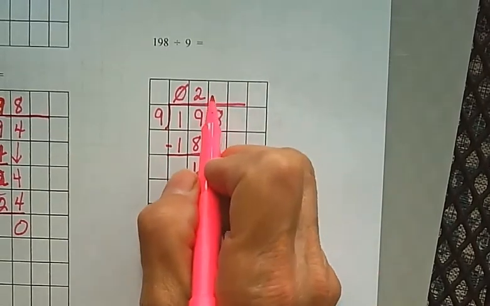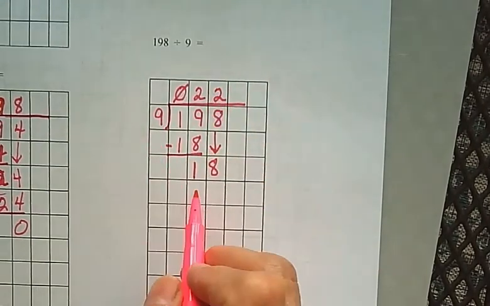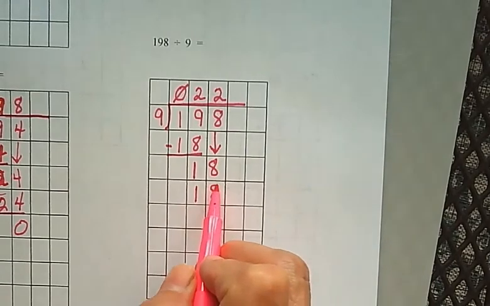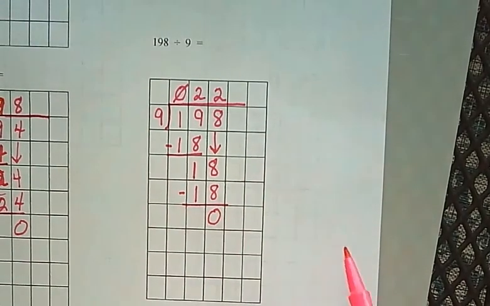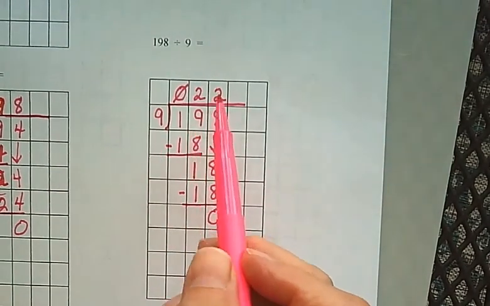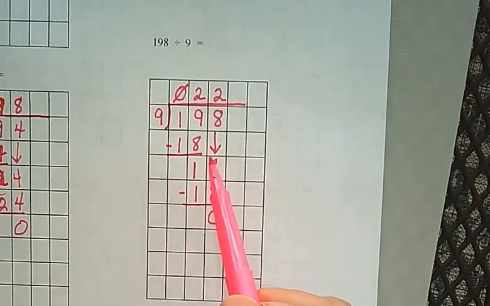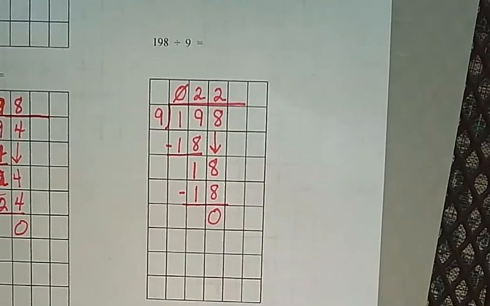9 divides into 18 2 times. 9 times 2 is 18. Subtract. 18 minus 18 is 0. So again, it's divide, multiply, subtract, bring down. Divide, multiply, subtract, bring down.